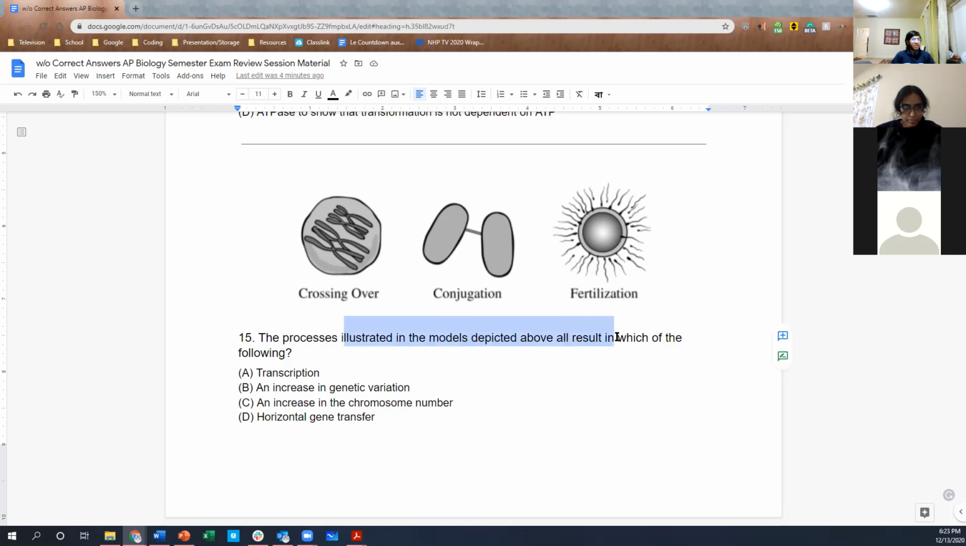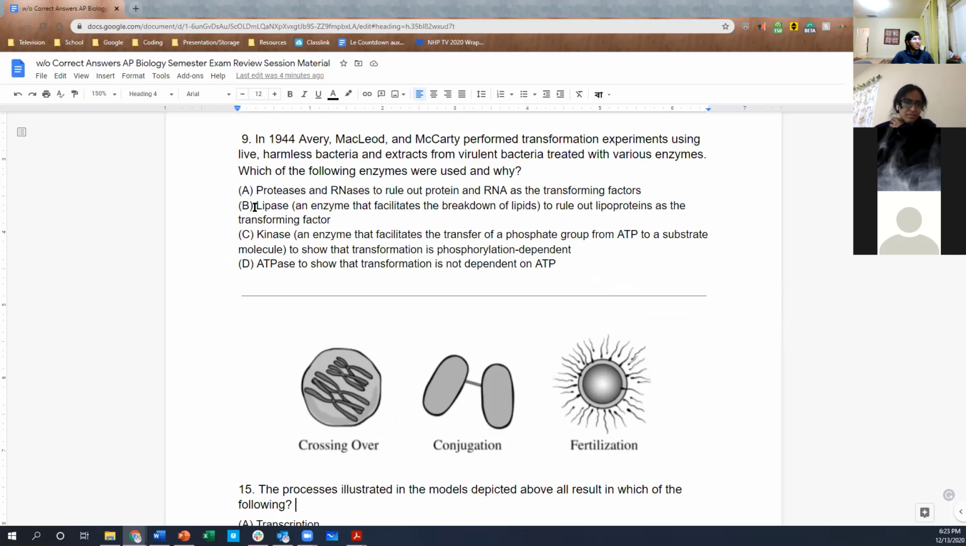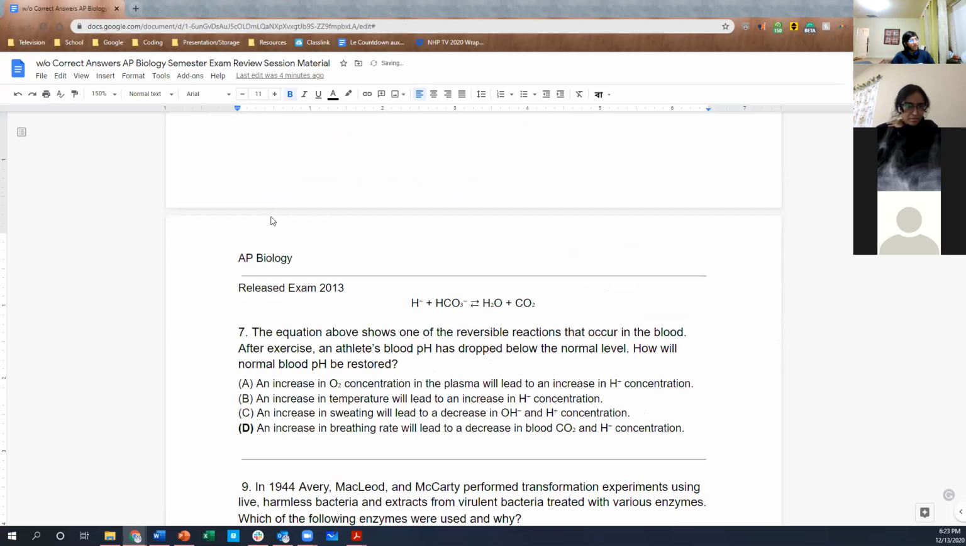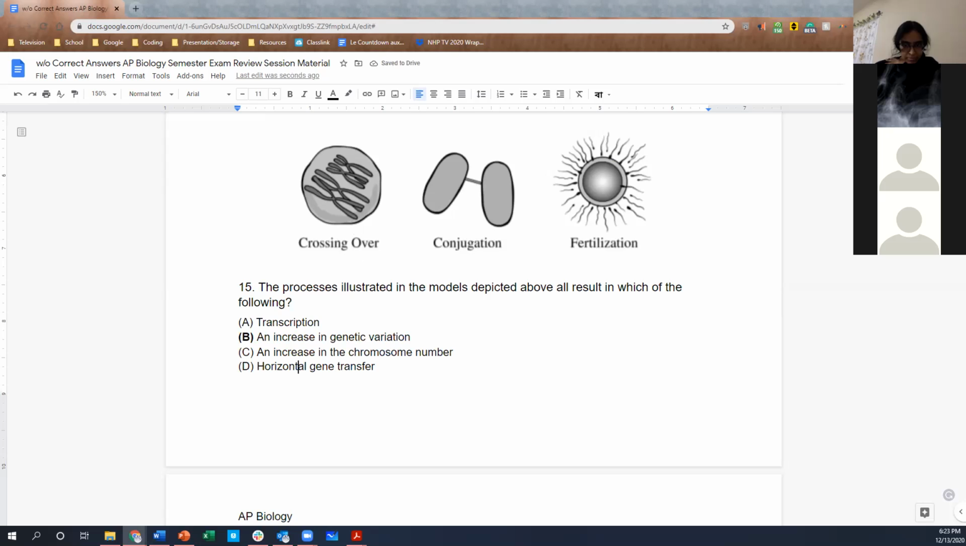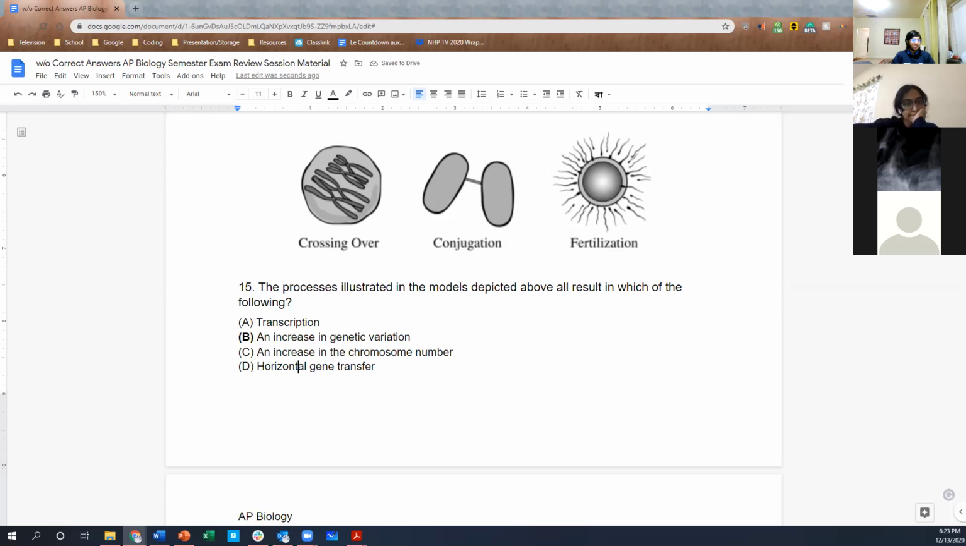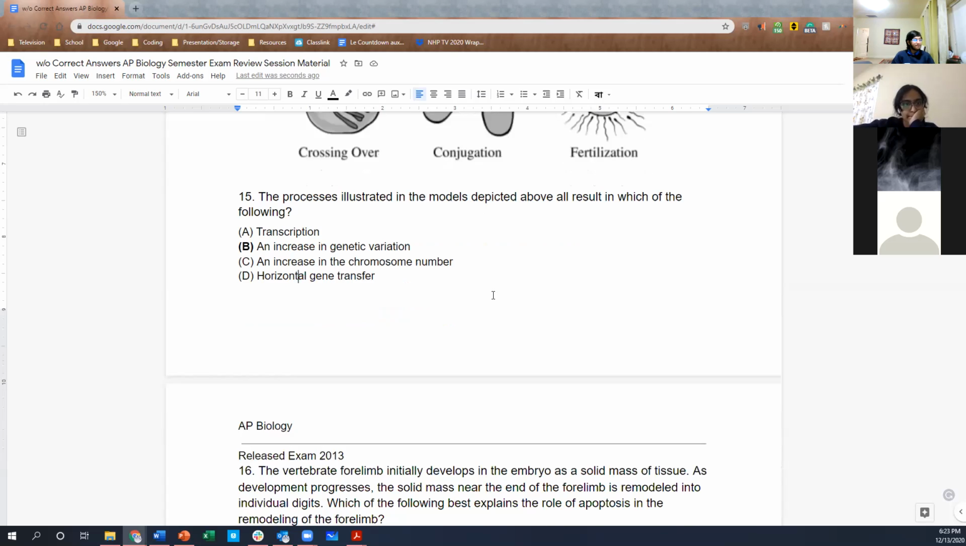The processes illustrated depict which of the following? So is this transcription? B, I think. B, yeah, definitely. I forgot to bold this one. Let me do that real quick. Okay, sorry, yes, it is B, an increase in genetic variation. We talked about earlier, Hiba, right, with meiosis, how crossing over increases genetic variation. Okay.